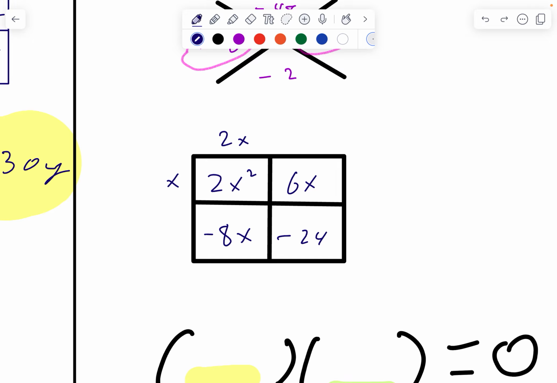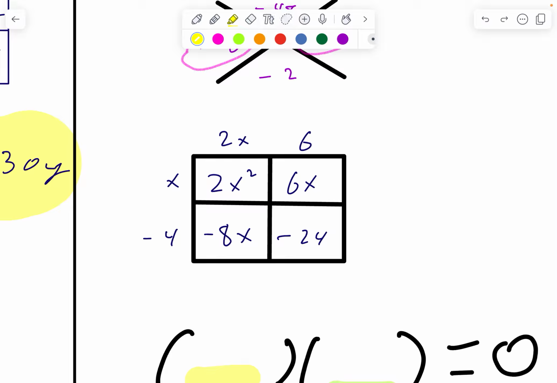So let's keep going. Now I need to figure out x times what gives me 6x. It looks like it's going to be 6. That works out. 2 times what gives me negative 8? It looks like it would be a negative 4. And if I try to multiply the last two, negative 4 times 6, if it equals negative 24, it's good, which it is. So it looks like we have our two factors.